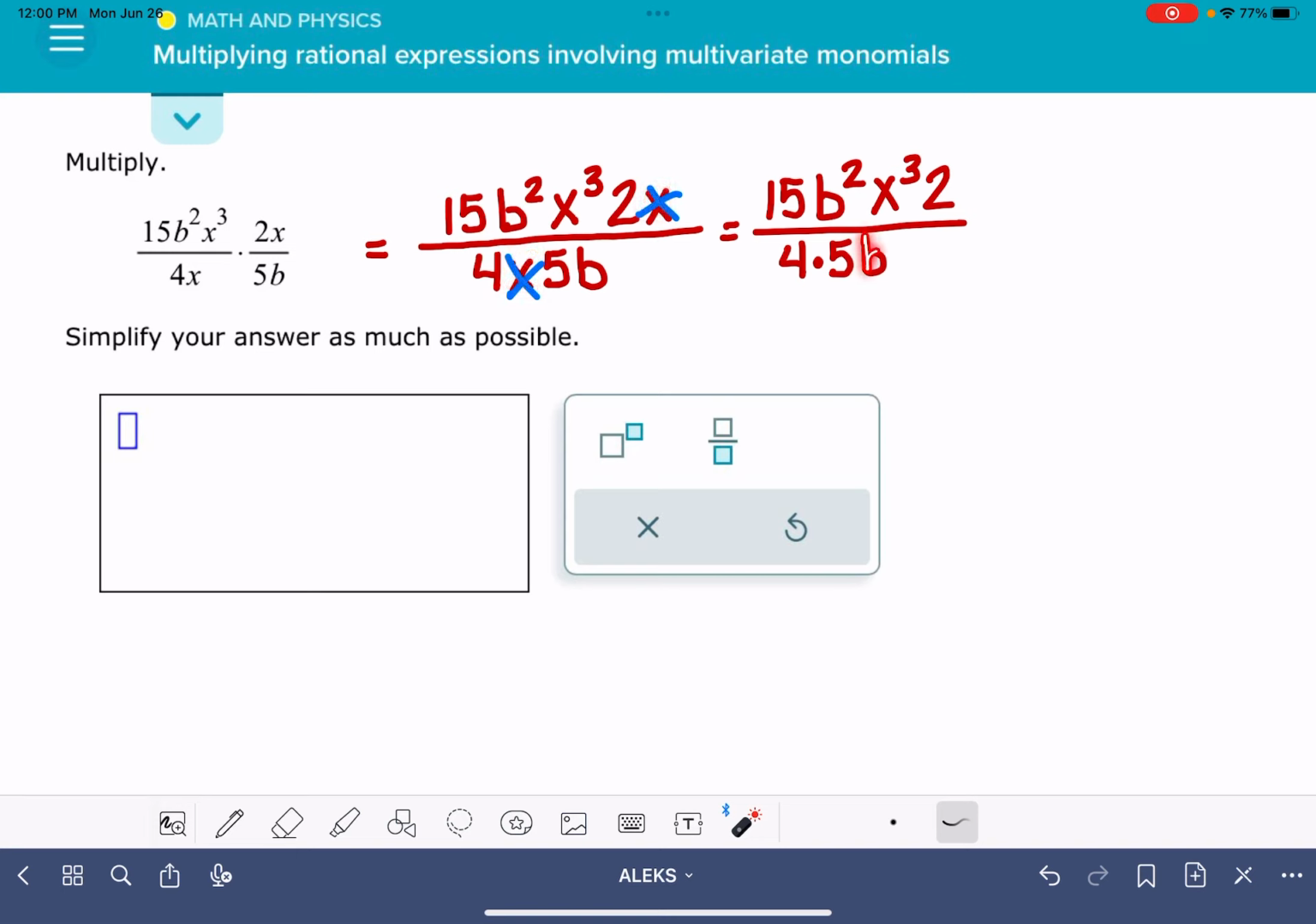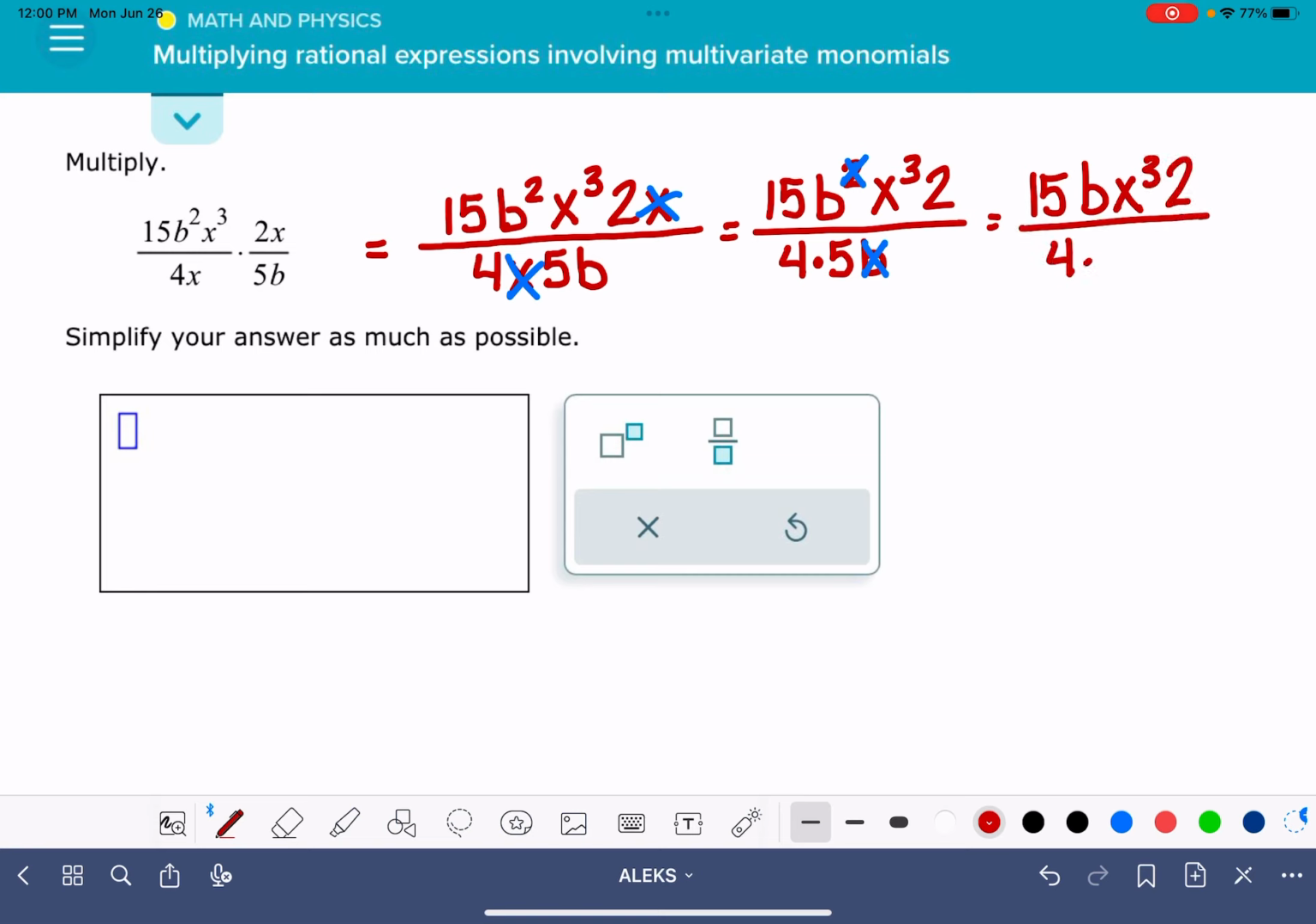I also have a b in the denominator. I've got two b's in the numerator, b squared. So I can simplify by removing a b from both the numerator and the denominator. That's going to give me 15b x cubed 2 over 4 times 5. And in terms of the b and the x variables, I've simplified as much as I can.